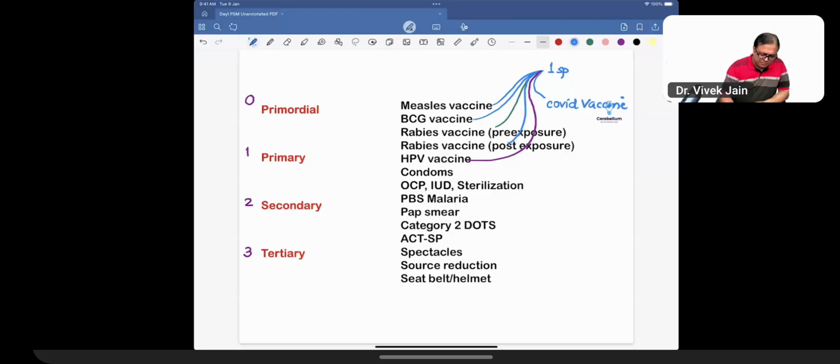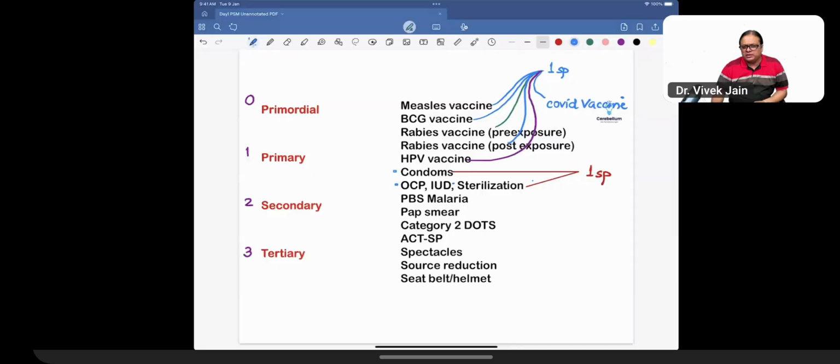What about contraceptives? Condoms, OCP, IUD, sterilization. Which level of prevention do they represent? Again, primary specific protection. Contraceptives are used when a risk of outcome or pregnancy is present, to prevent the pregnancy. So primary specific protection.